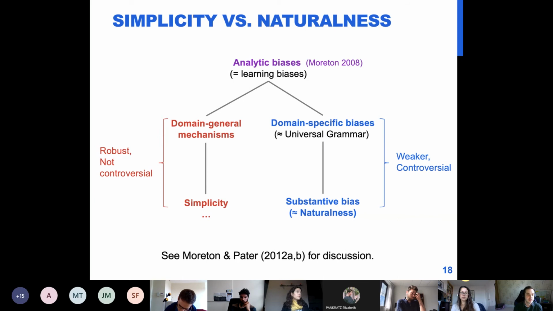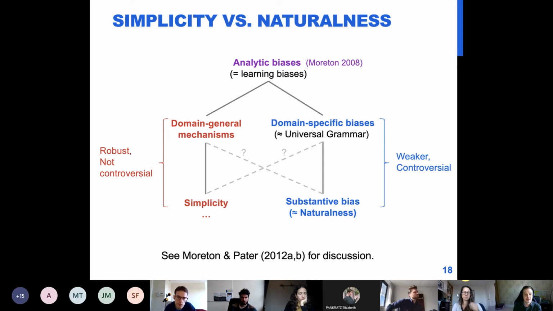Okay, this is just a word of warning, which is that at least in phonology especially, this terminology is extremely murky. People will use naturalness when they really mean some kind of domain-general thing like simplicity. They'll use simplicity to refer to something that they really mean as a domain-specific bias. The terminology is extremely murky, so be cautious.